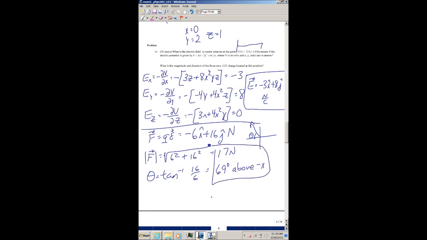So that's the answer. Generally, I counted this as 12 points, this part, and this bottom part down here as about 8 points when I was grading it. Many people got this right.